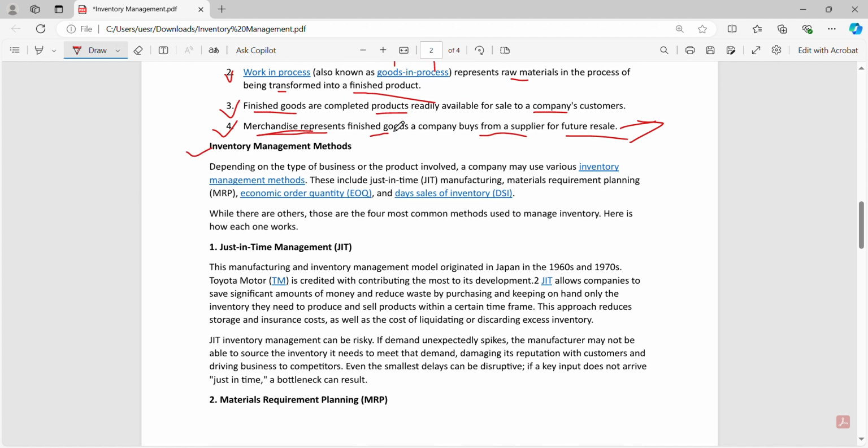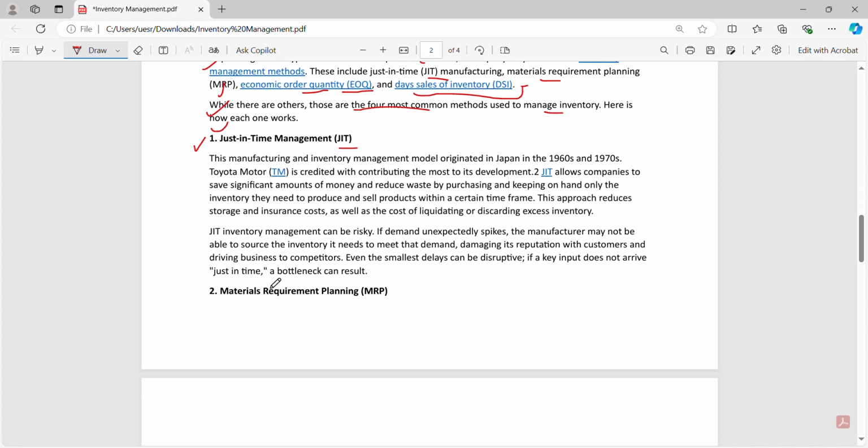Now, inventory management methods. Depending on the type of business or the product involved, a company may use various inventory management methods. These include just-in-time manufacturing, material requirement planning, MRP, economic order quantity, and days sales of inventory, DSI. While there are others, those are the four most common methods used to manage inventory. Here is how each one works. So just in time, let's see it. What is just-in-time management?